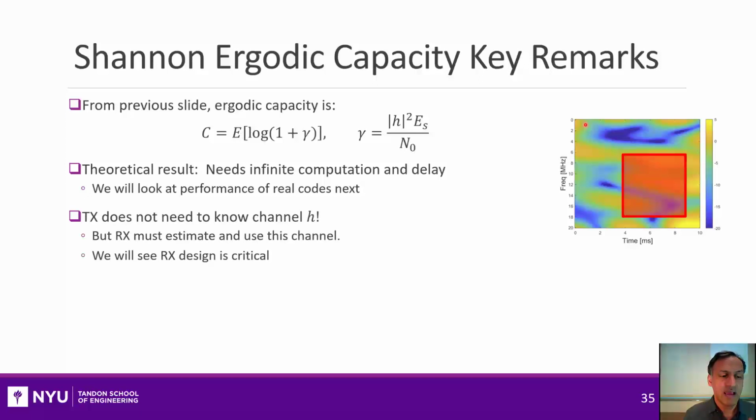All right, the next thing about this is that the transmitter doesn't even need to know the h of this, but the receiver does, and that will be critical. We're going to talk about that when we get to equalization, but the transmitter doesn't need to know it.